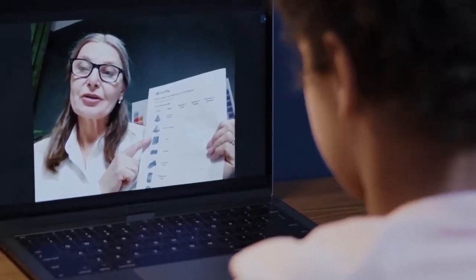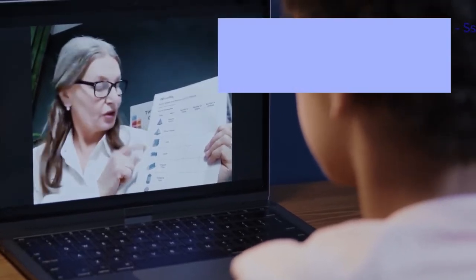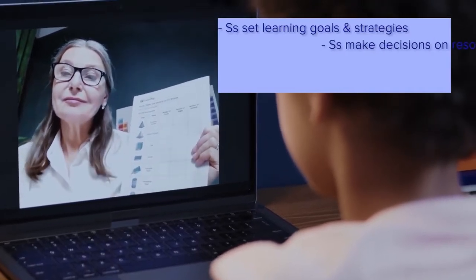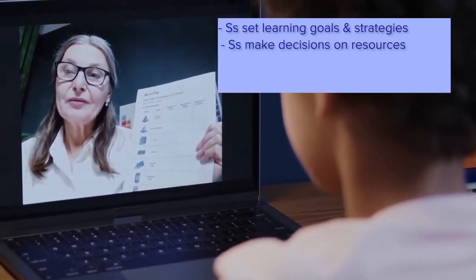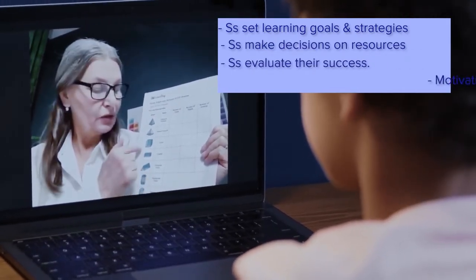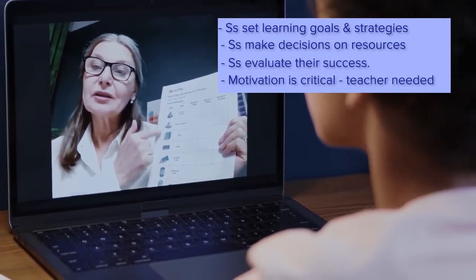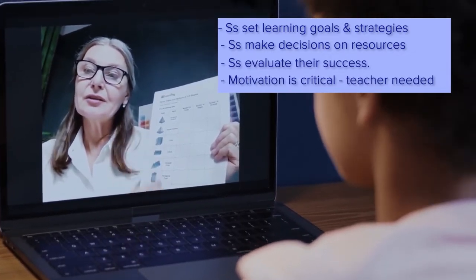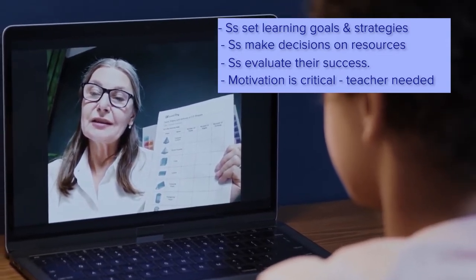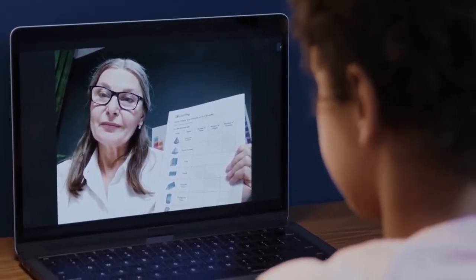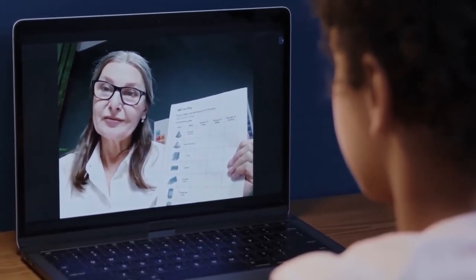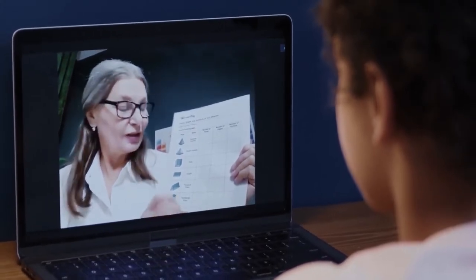The last component of hybrid learning is self-directed learning, where students set their own learning goals and strategies. They make decisions about how to use available resources, and they also evaluate their own success. Now, here motivation is critical. So the teacher's role is to guide learning by providing scaffolding, mentoring, and advice. Needless to say, however, motivating students behind a screen can be challenging, especially if there are a large number of students seeking the same amount of attention.